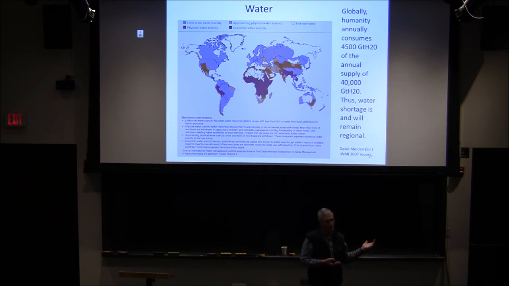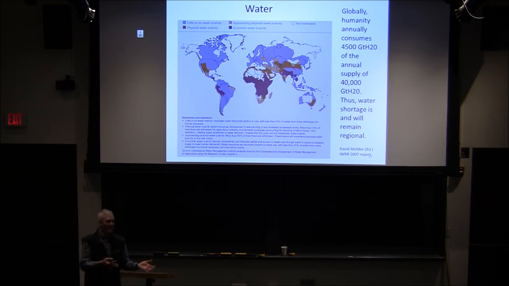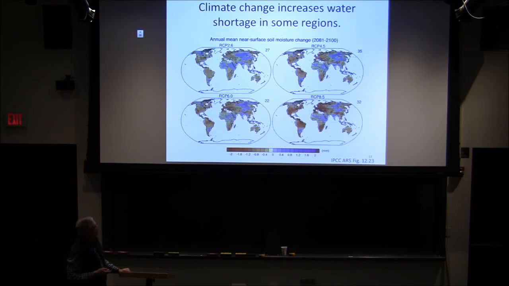It's very difficult to take water from the Mackenzie River in Canada, almost none of which is used, and move it to Kenya, or someplace like that. You just can't move water around easily on the planet. It's so heavy. And so the problem is that water shortages are and will remain regional. But climate change is going to worsen water shortages.